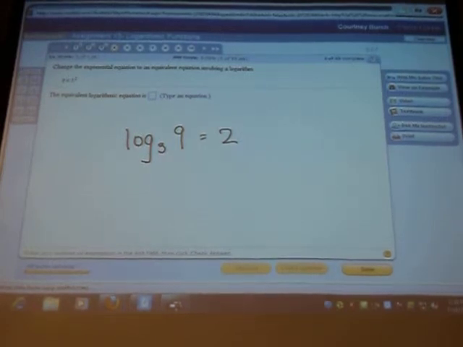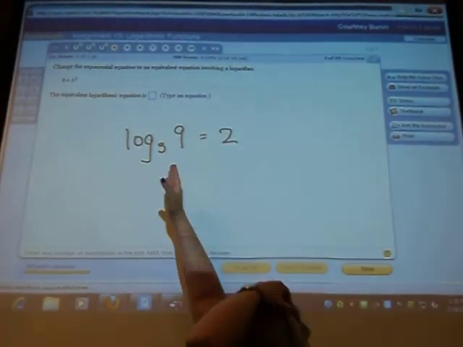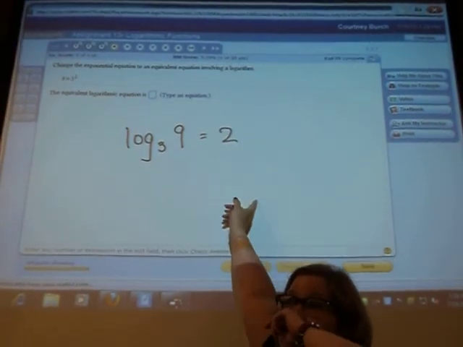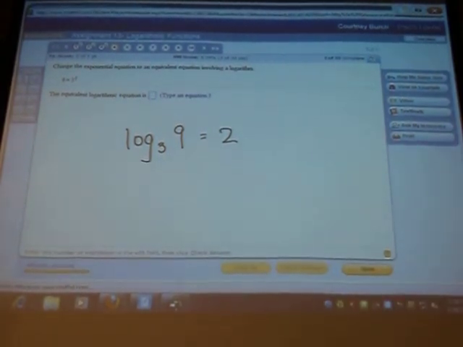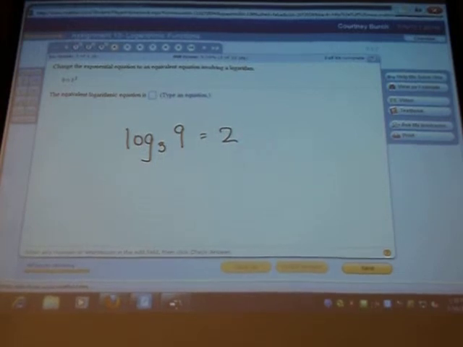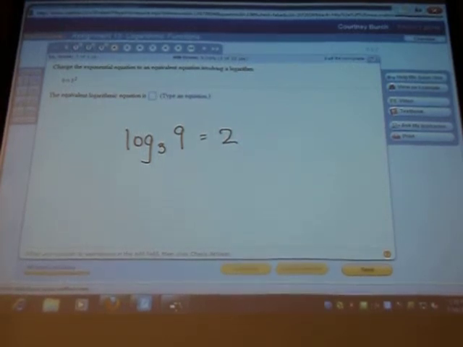So the 3 here is changing spot, but with respect to the 3, the 9 and the 2 change places, with respect to which one is next to the base. So this tells me the exact same information: 3 raised to a power of 2 is equal to 9. You have to interpret it the exact same way. And the 3 is a subscript. Everything else is normal.